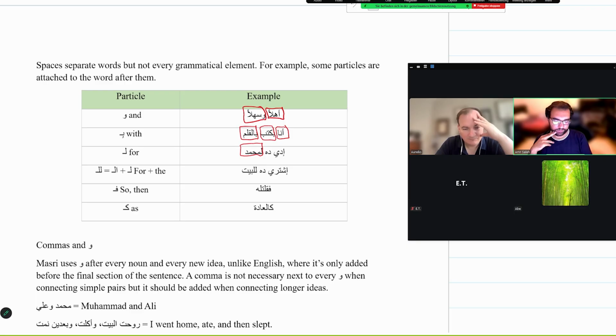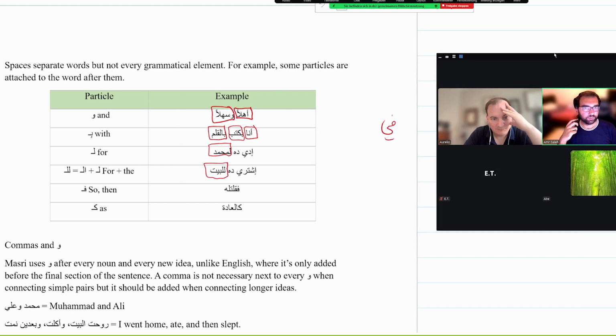Another thing I saw in the homework especially, there are certain words like fi, al, so fi al, in the, they are written together, fil, or bil. Fi al bait, it's going to be fil bait.